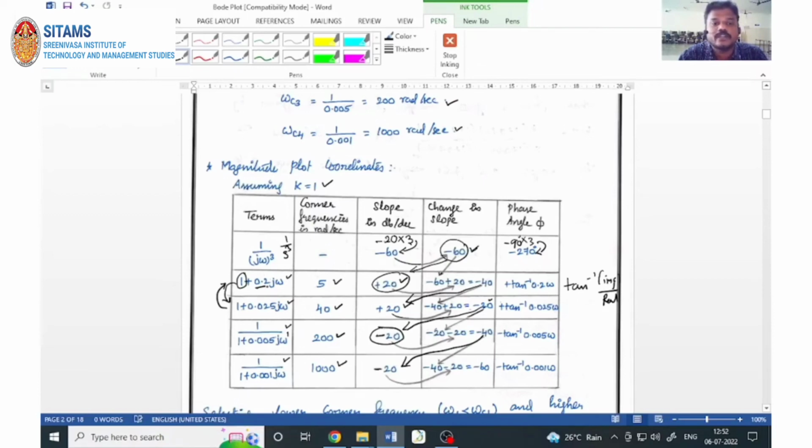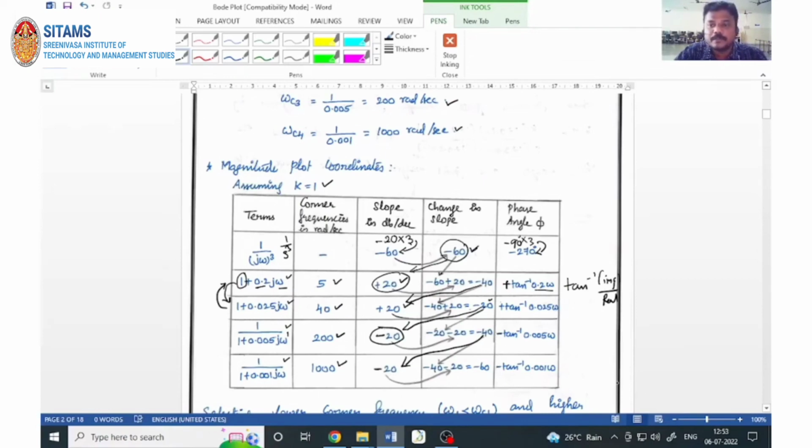Imaginary part is 0.2 omega. So I have taken tan inverse of 0.2 omega divided by 1, which will give you tan inverse of 0.2 omega. Why is this positive sign taken? It is simple: s is present in the numerator. For a simple pole you can see it is minus. So this is how you have to compile the table.